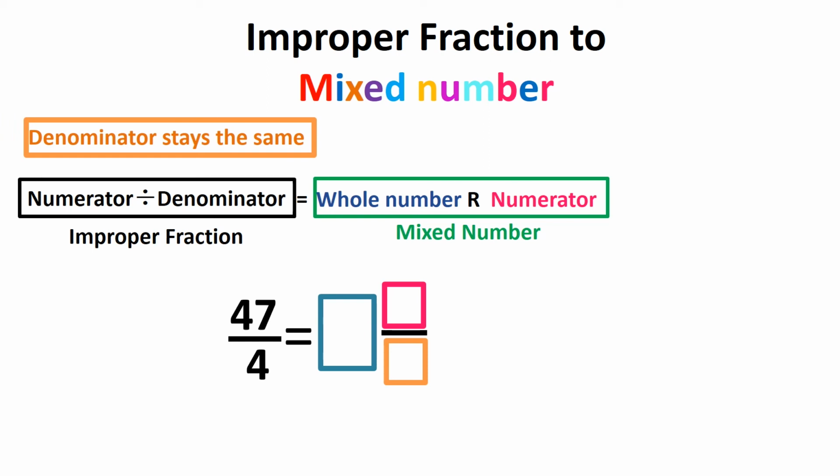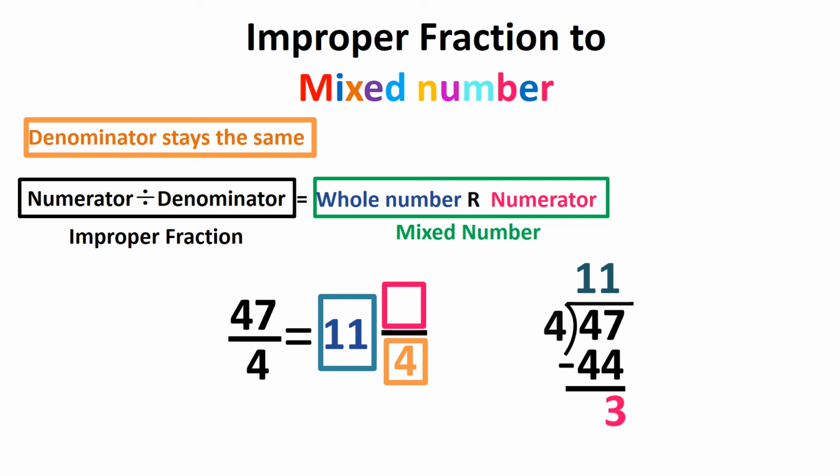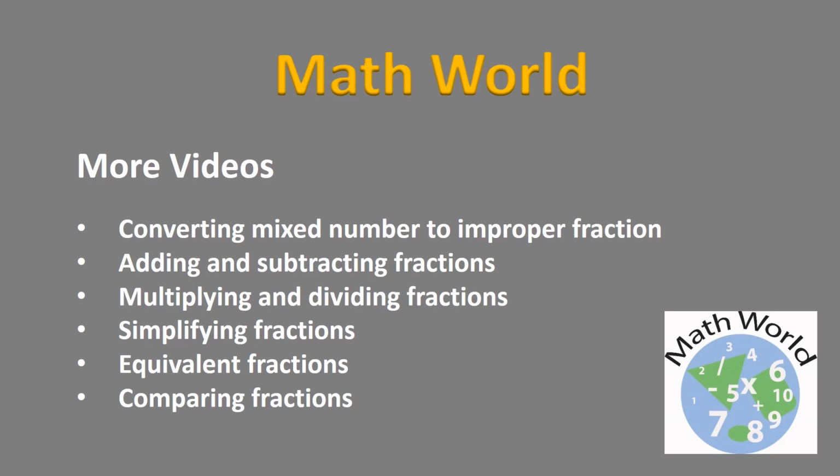Now let's look at this example. For the 47/4, as we know, when we want to change the improper fraction into a mixed number, the denominator stays the same. So the denominator for the mixed number is still 4. And the whole number is the quotient of the numerator 47 divided by the denominator 4. It is 11. And the numerator of the mixed number is the remainder of the numerator 47 divided by the denominator 4. That equals 3. So 47/4 equals 11 and 3/4. This is the end of this video.